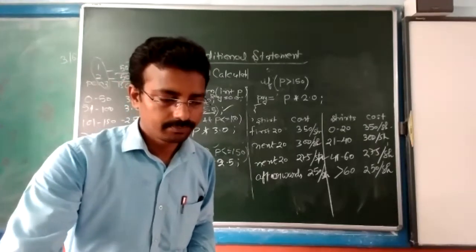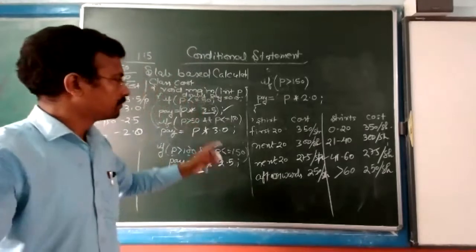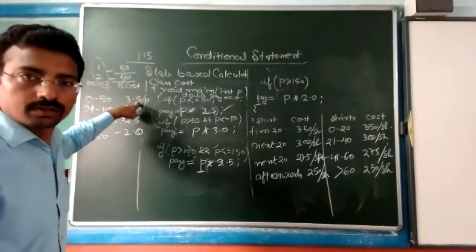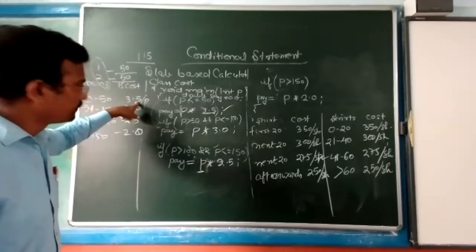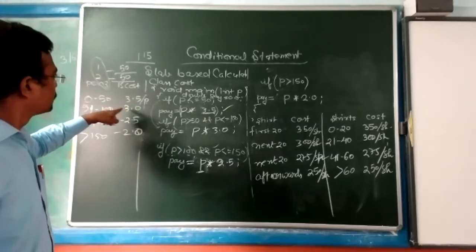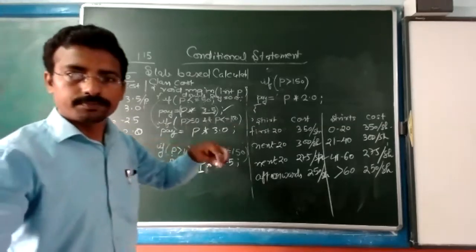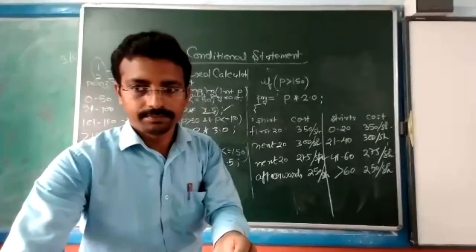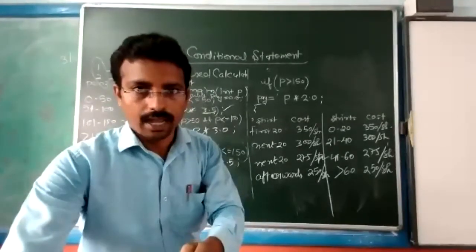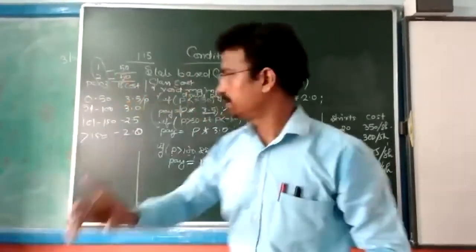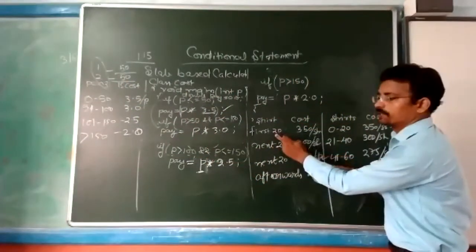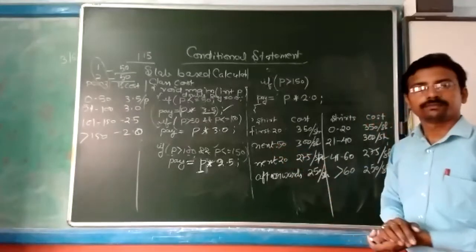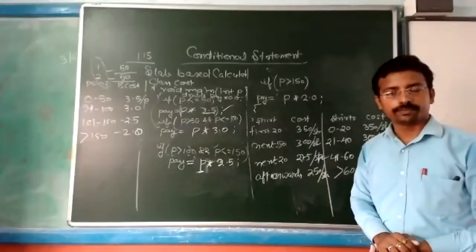Sir, in the pen and cost question, you said the first 50 will cost 3.5. If the next 100 is given, then what will the condition be? Next 100 means, like you are given first 50 at 3.5, starting 50 and then next 100. Same you can put here. First 20 and suppose I have written next 50. So how will you handle it? You tell.